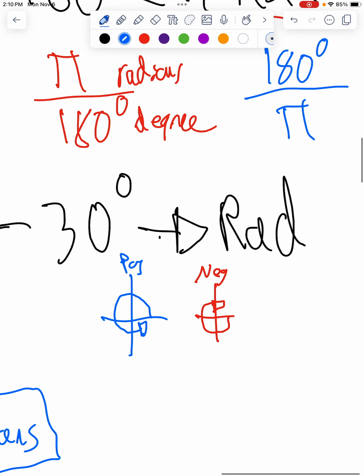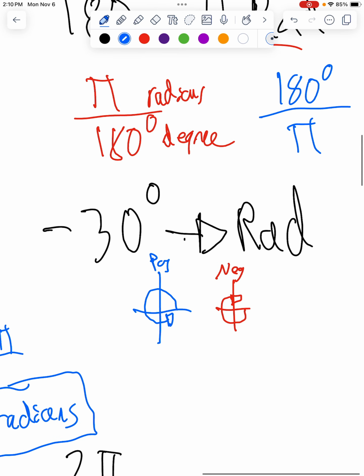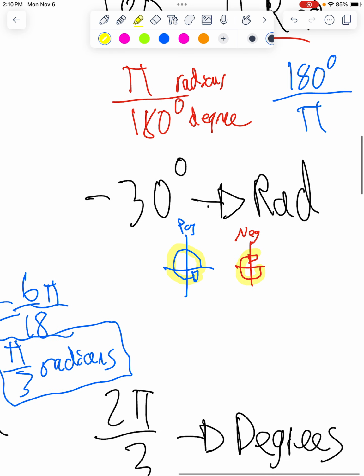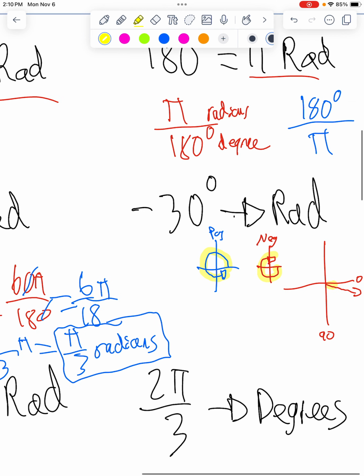What if I wanted to find out what negative 30 degrees is in radians? When we rotate, if you look at the blue example, I am traveling this way. This is a positive rotation, a positive path, whereas negative, I'm going the other direction. Because it's negative 30, if I were to draw it out, 0 is right here, 90 is down here, and 30 would be about right here. So I'm looking for this angle inside there.